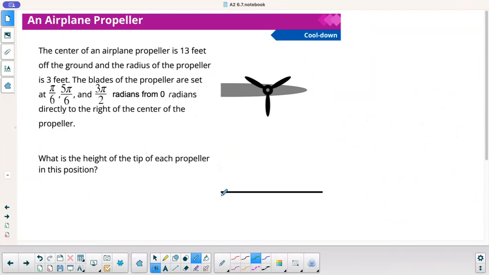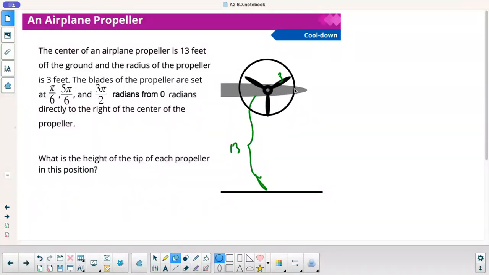All right. One more of these. The center of an airplane propeller is 13 feet off the ground. So here's my center, 13 feet off the ground all the way down to the bottom. And the radius is 3 feet. So you basically have a circle right here. Looks like that.